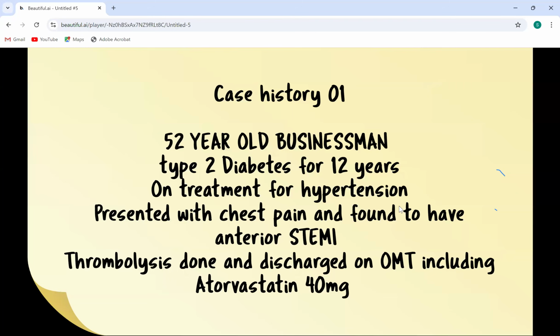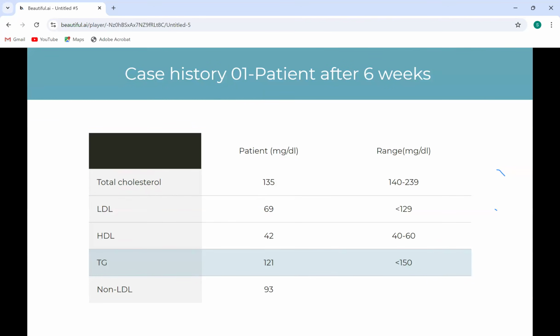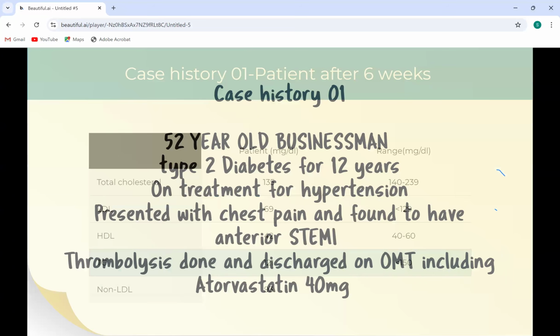So case history: a 52-year-old businessman, type 2 diabetes for 12 years, on treatment for hypertension, presented with chest pain and found to have an anterior STEMI. The patient underwent thrombolysis, discharged on optimal medical therapy, atorvastatin 40 milligrams. You bring down the patient at 6 weeks. Are you happy?